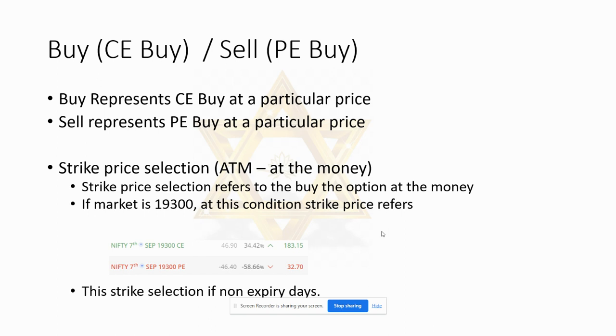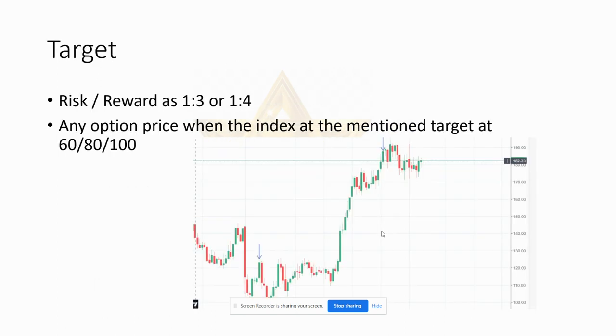For example, if the expiry date is the 7th and I am trading on September 7th, I would not go for the at the money of that option selection. I would go for the next expiry, which is 14th September 19300, selecting CE or PE based on the buy or sell that is recommended in my video. So this is all about what buy and sell mean in my trading terms.